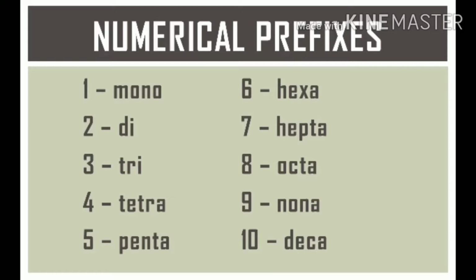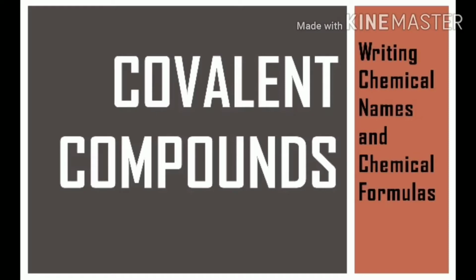These numerical prefixes are written before the name of the elements, and it's very important for you to know these numerical prefixes and to memorize them. And now we are done introducing covalent compounds, and we're going to try to answer exercises going from covalent formulas to their covalent names.